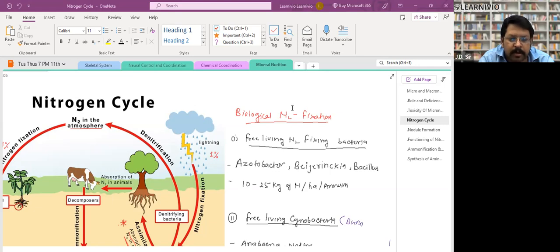So you have to remember the nitrogen fixing bacteria, what kind of bacteria they are. You will get 4 options, asking which of the following is the symbiotic bacteria that fixes the nitrogen and all that. Now the next part is also very important.